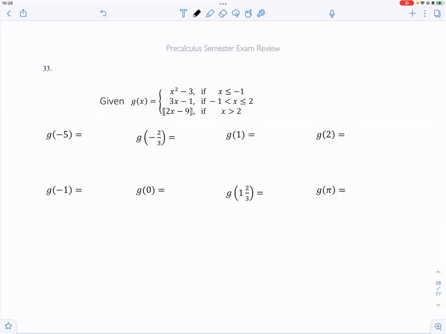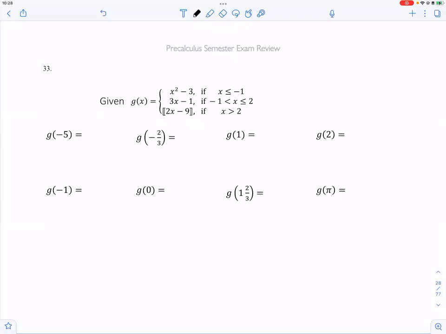All right, for question 33, I think this was from the first test or second test, one of the earlier ones. We have three functions right here. The first one is a quadratic, the second one is a linear, and the third one is a step function. The key thing right here is that this is called a piecewise function, meaning that you would only use the piece if the x value falls into the particular interval.